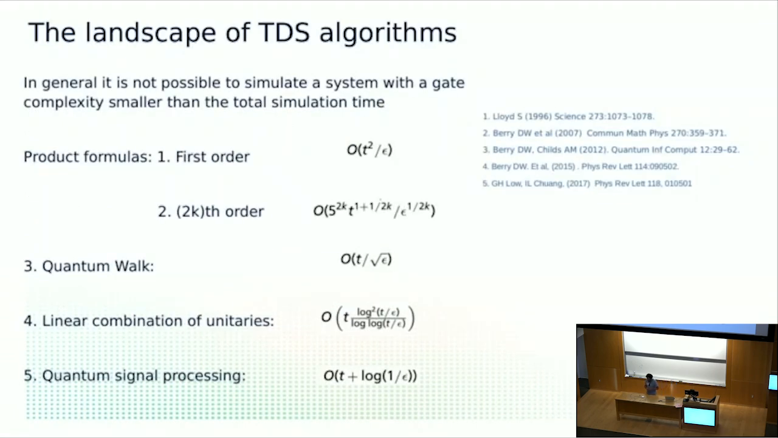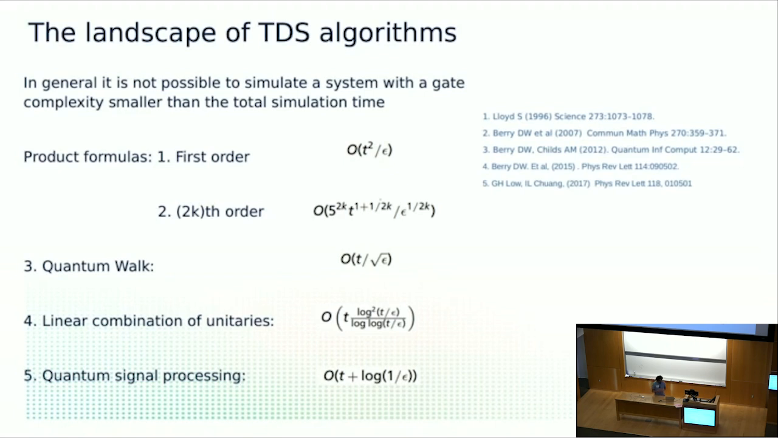So for starters, the landscape of TDS algorithms, maybe there are more experts here than me. The idea is that we have different types of algorithms. We know what we can do essentially. You cannot simulate in general a system with a gate complexity smaller than the time that you want to simulate. I want to focus here on two parameters. One is the evolution time, which here is t, and the other is the error that you want to achieve, which is epsilon. So there are different methods, different algorithms.